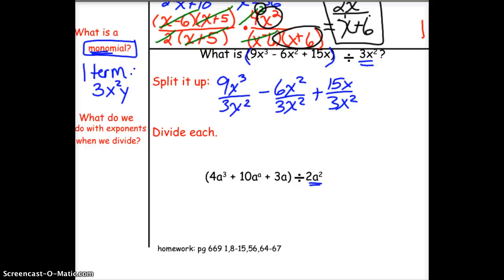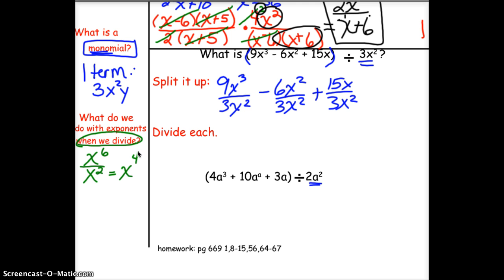But because I'm going to be having some exponents, I kind of have to remember what to do with exponents when I divide. And there's 2 ways of looking at it. The book says that when you're dividing and you have the same base, you subtract exponents, which is great, and it works.